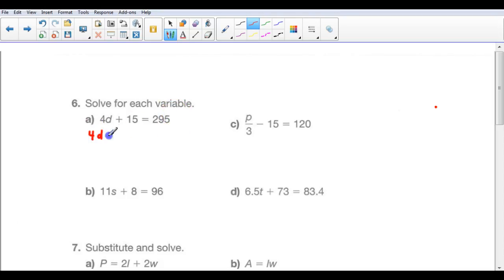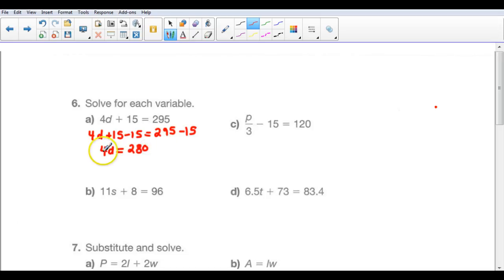I can say 4d plus 15. Now I want to get d by itself, which means that to get rid of the 15, I have to get 0 somehow. Well, I have positive 15, or plus 15. How do I get 0? Well, if I subtract 15 from this side, plus 15 minus 15 is 0. But what I do to one side of the equal sign, I must do to the other. So I have to subtract 15 from the other side. So I get 295 subtract 15. Okay, 15 minus 15 is 0. So I end up with 4d is equal to 295 subtract 15, which is 280.